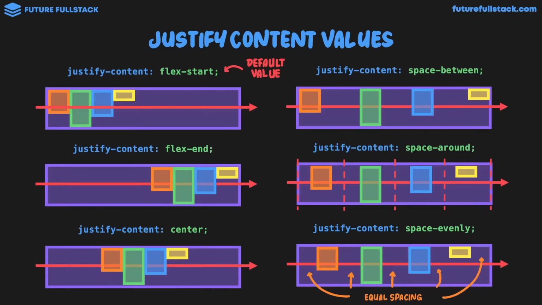Now I know this can seem a little bit overwhelming, especially the 3 values on the right, space between, space around, and space evenly, as the differences are quite subtle. Honestly, don't worry too much about them. We use some of them a lot more than others. So let's go play around with these inside VS Code.